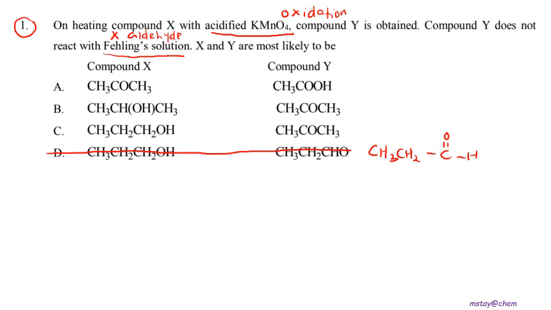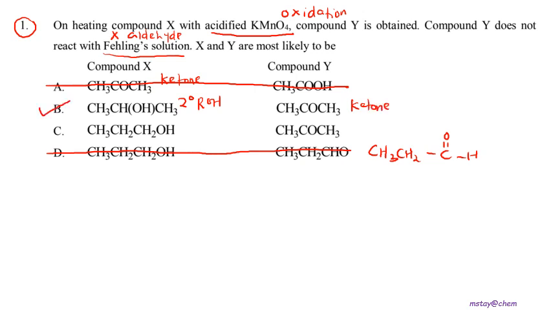Next, we check option A. This is a ketone, and a ketone cannot undergo oxidation, so option A will also be out. Then option B is a secondary alcohol. If a secondary alcohol undergoes oxidation, it will produce a ketone, so it seems like option B is correct.